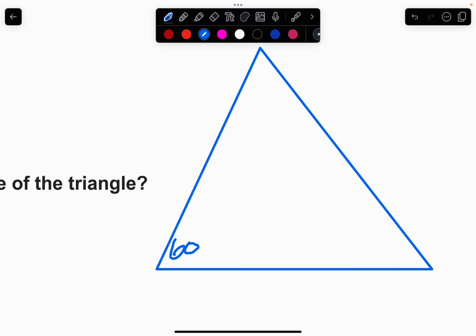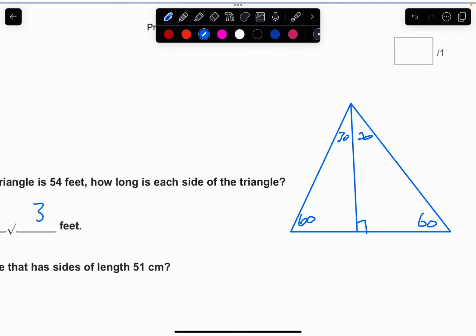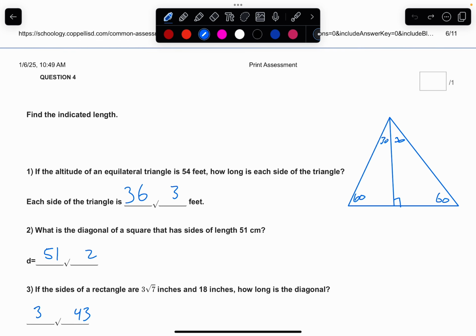I know that the corners are 60, and when I drop its height, what happens is I get two 30, 60, 90s. This happens every time it's an equilateral triangle. You just need to know that. This will happen often in this class.